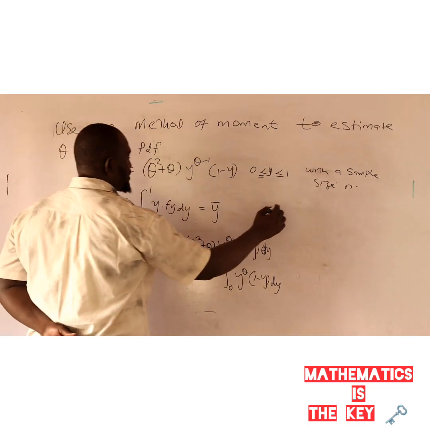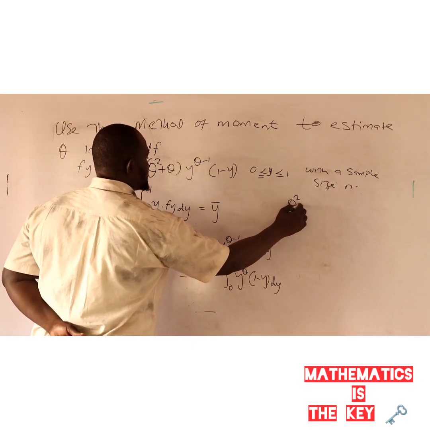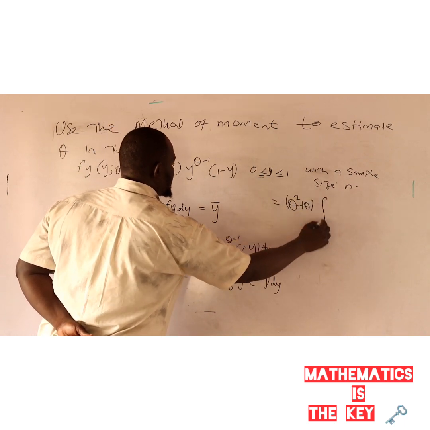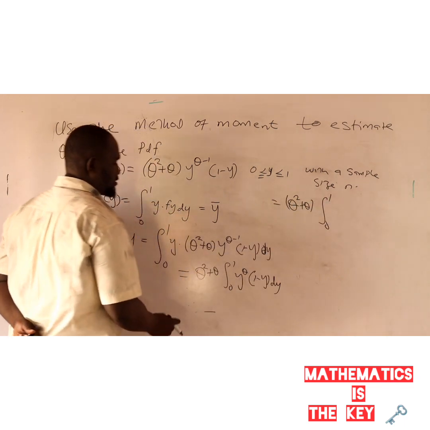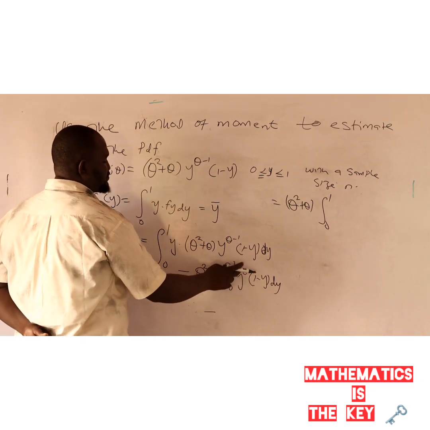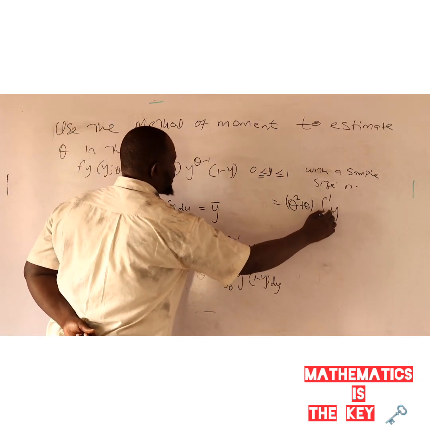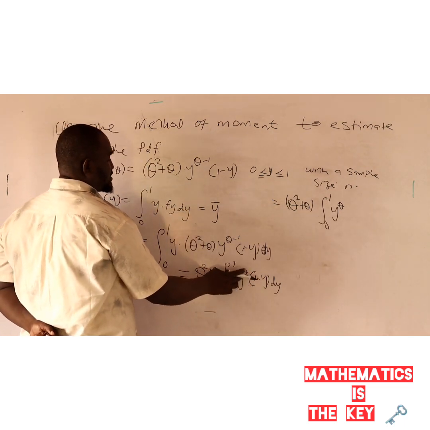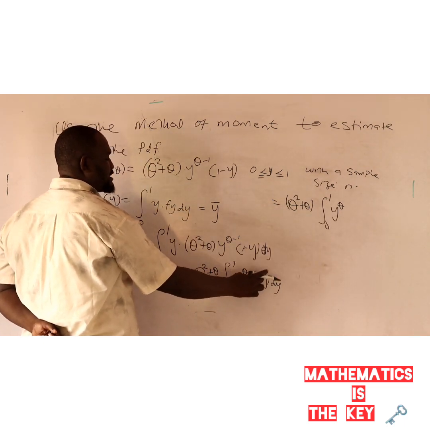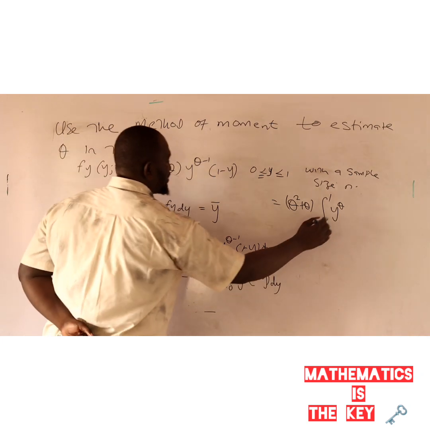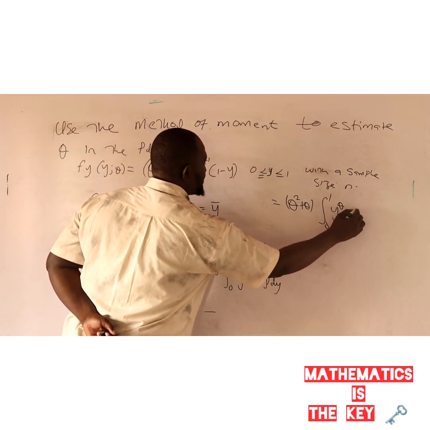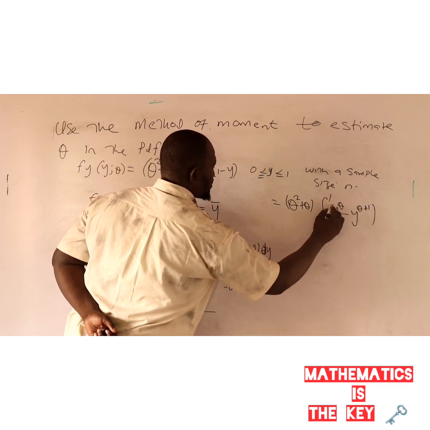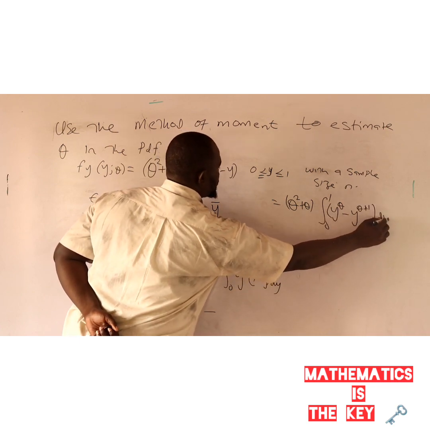So simplify this further. We have theta square plus theta, integral from 0 to 1. Y to the power of theta times 1 is still y to the power of theta. Now y to the power of theta times y, the same base, this power 1, so we add the powers. So we have minus y to the power of theta plus 1, dy.